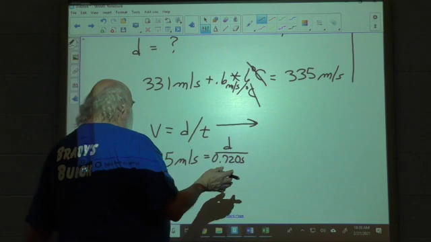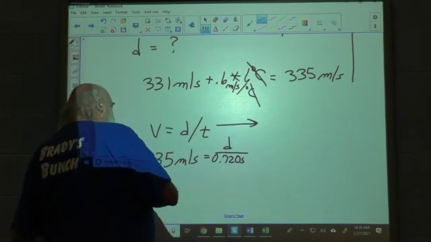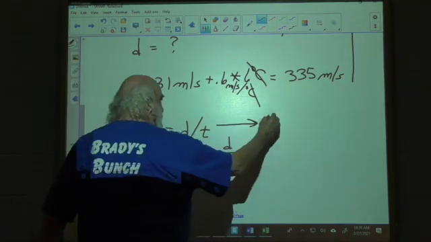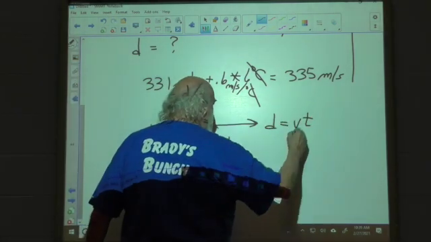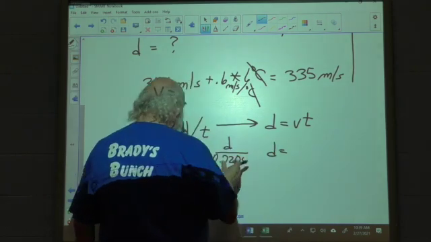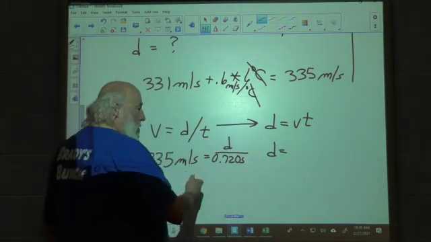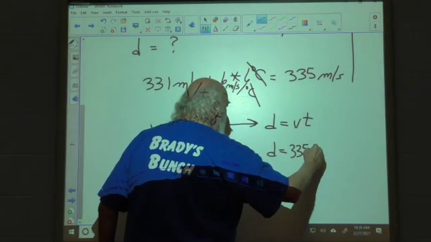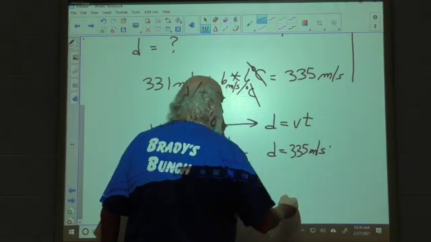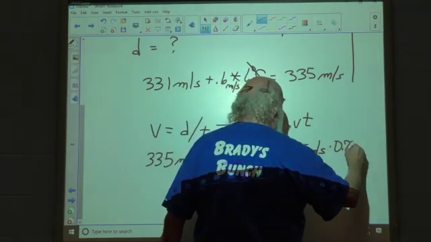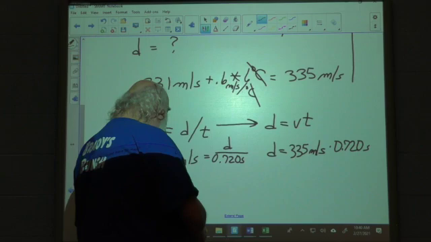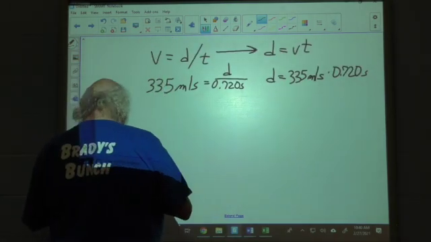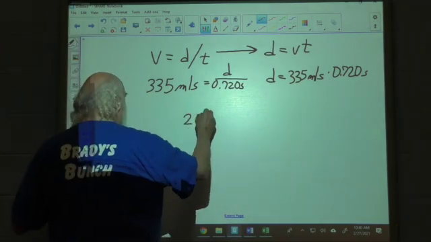Now, we also could have derived the equation before we even did this. I'm sorry, we don't need time, we need the distance. So we could have just multiplied t by this, and used the formula d equals vt, which is what you get when you do the algebra here anyway. But this would be 335 meters per second times the time, 0.720 seconds. Either one is fine, doesn't make any difference. But regardless, your answer is 241 meters.